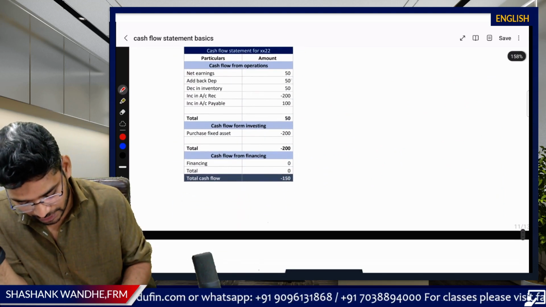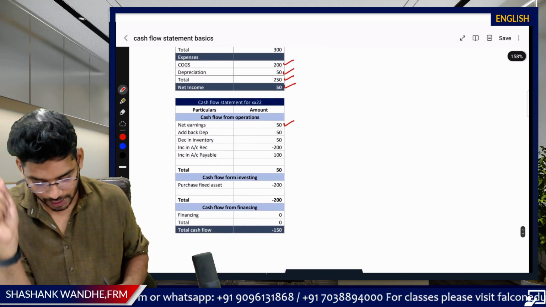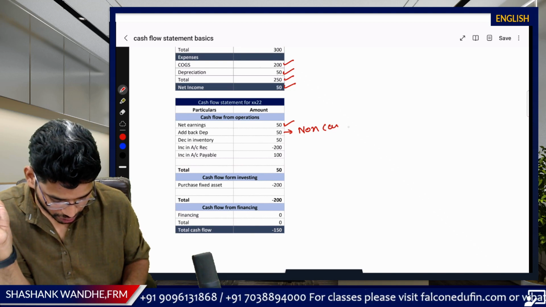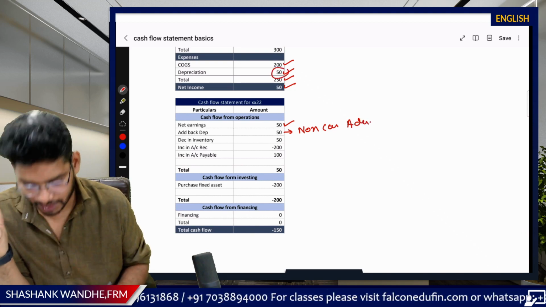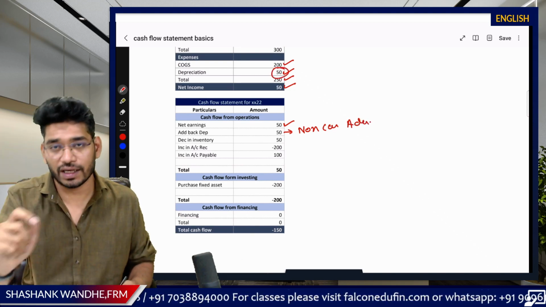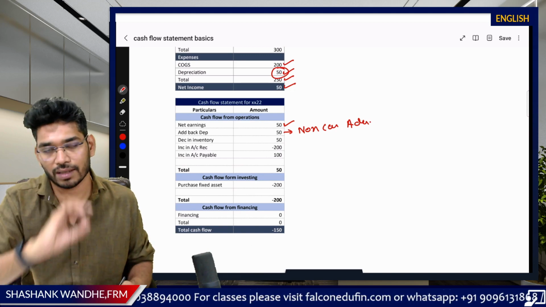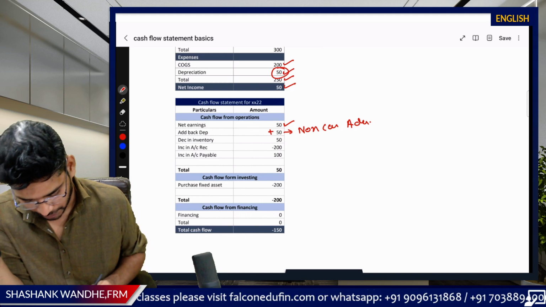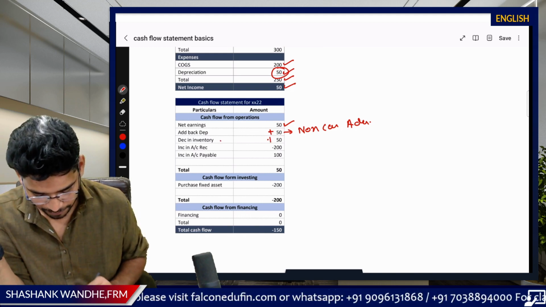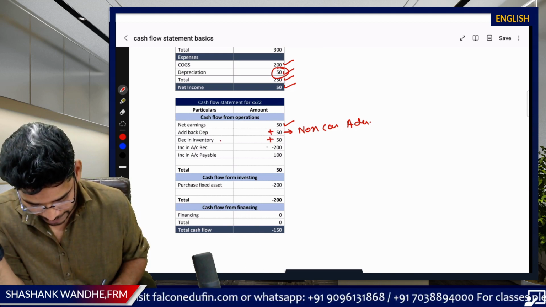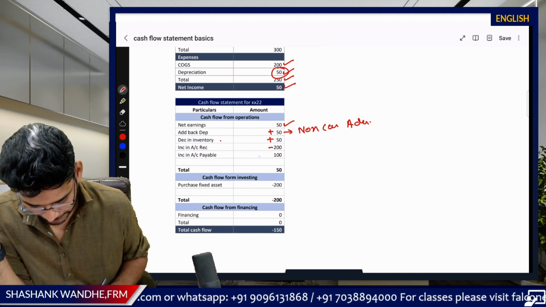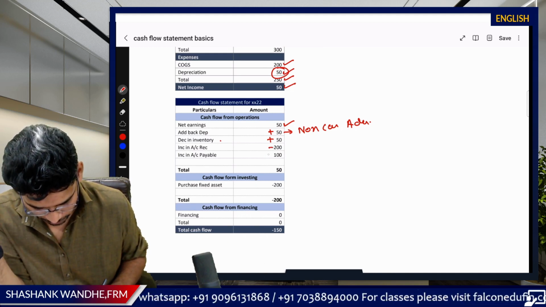Now we'll start with the net earning. First, non-cash adjustment. This is the depreciation. You have to always look for the depreciation. If you see the depreciation, don't think anything, simply add it back into the net income. So we are adding it. Simple. Decrease in inventory, same as before. Increase in receivables, same as before. Increase in accounts payable, I guess same as before, right?